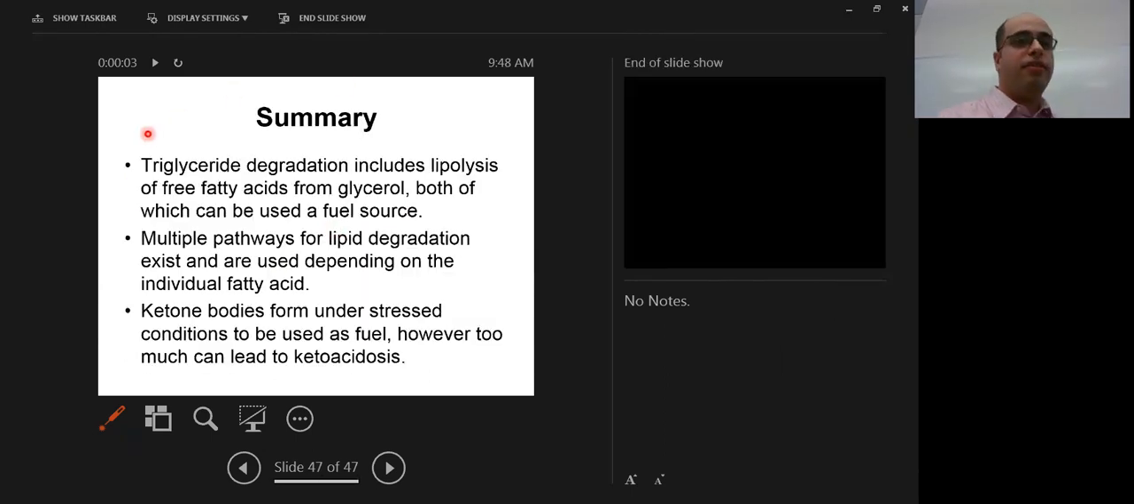So to summarize, triglyceride degradation includes the lipolysis of the free fatty acids from glycerol, both of which are a fuel source. And then we have multiple pathways for lipid degradation, and it all depends on what that fatty acid is, whether it's saturated, unsaturated, branched, straight line, whatever. The ketone bodies will form under stress conditions and can be used as fuel. However, too much can lead to ketoacidosis and some severe consequences. So any questions with today?